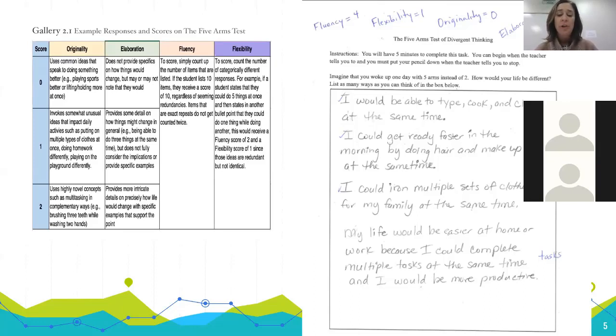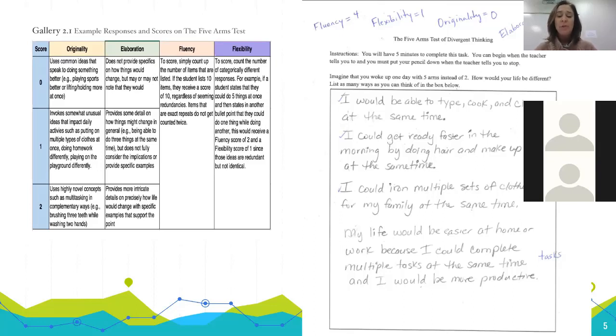I would be able to cook, type, and clean at the same time. Well, if you think about that, that student is describing a task. The tasks would become easier if they had 5 arms. The next one says, I could get ready faster in the morning by doing hair and makeup. Again, that's a task. So right now we're only in one category. Flexibility is measuring how many different categories the student's ideas fit into. Only a task still. So we're only at 1 flexibility point so far.